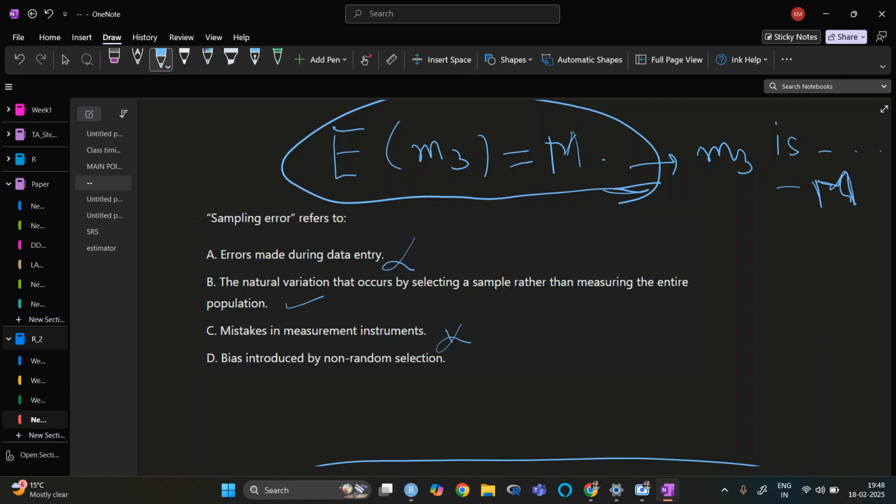The last one is that bias introduced because of non-random sample. So if we are taking non-random selection, then it is a different case. That will have the biasness obviously, but that is not sampling error. That means we are choosing to have that kind of error, because we are not choosing our sample randomly, or we are choosing on a specific reason, so it will not contribute to the sampling error. So this is one of the reasons.